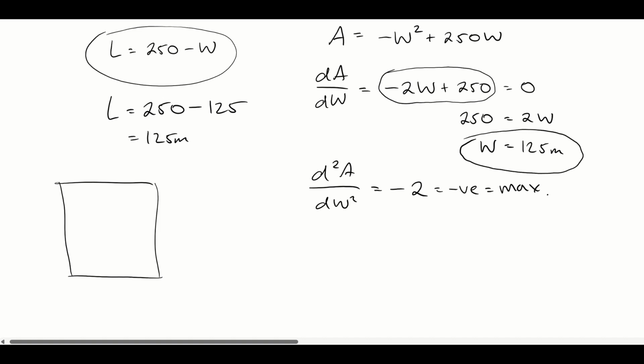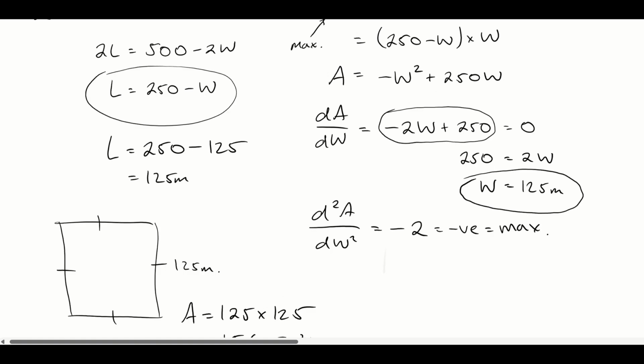So this would be my enclosure with all equal sides of 125 meters. And you can check that if you add all of those sides together, you still use the 500 meters of fence, and the area that we get in this case, being the length times the width, is just 15,625 square meters.